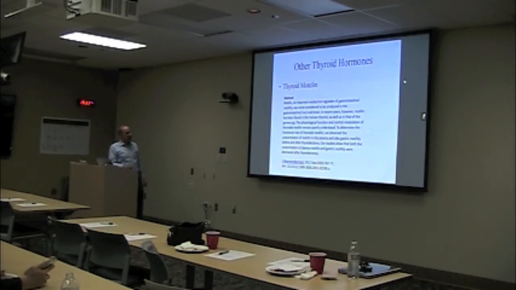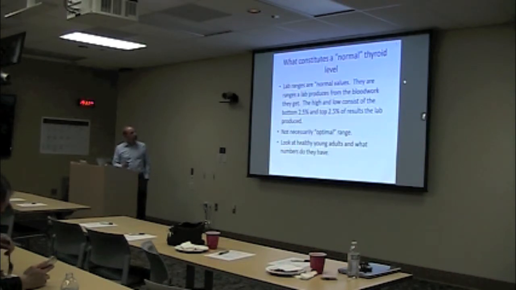So keep that in mind when we go down and talk about the hormone replacement. Okay, what constitutes a normal thyroid level? When you get your lab values, they give you a range. They don't give you normals. They take the blood work that comes into the lab, take 2.5% off the bottom and 2.5% off the top, and those are the ranges they give you.